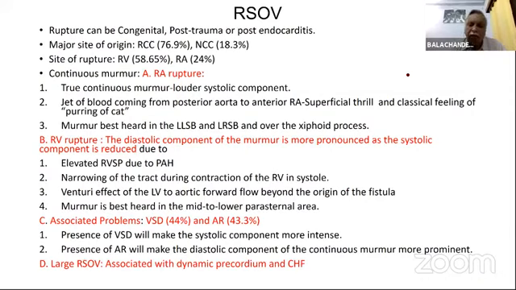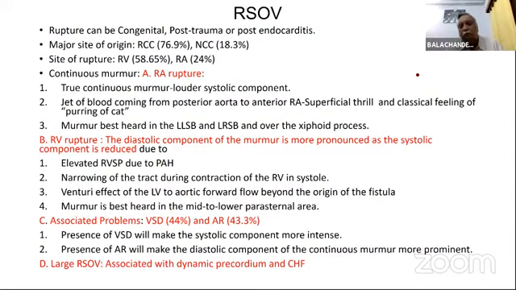When you come to RV rupture, the diastolic component of the murmur is more pronounced and the systolic component can be reduced. Why? Because the right ventricular systolic pressures can be elevated due to pulmonary hypertension. There can be a narrowing of the tract due to the contraction of the right ventricle in systole. There can be a Venturi effect of the left ventricle to aortic forward flow beyond the origin of the fistula, and the murmur is best heard in the mid to lower parasternal area. So these are important points to note when the RV rupture occurs.